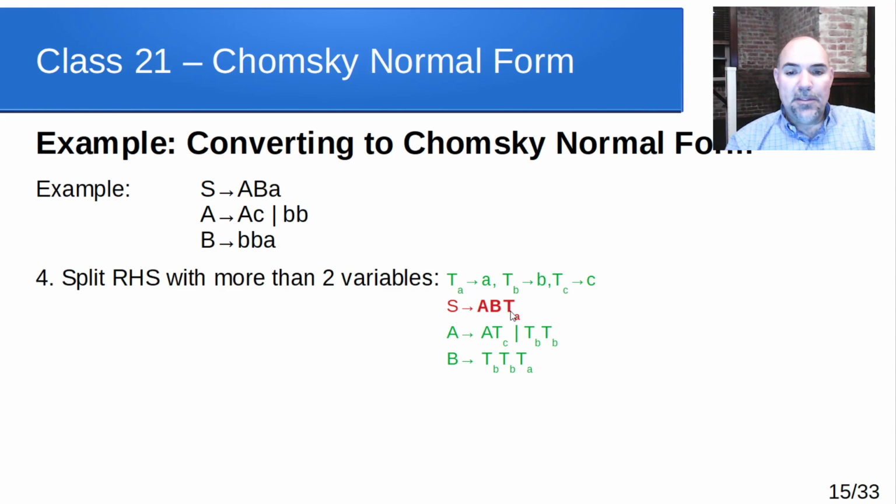Okay, so we're going to split this one. This has 3 variables. How do we split it? Well, we're going to say S produces A, but we're going to now put a new variable, S prime, on the end of that. And then S prime is just going to be the second two. So you can see how this works.